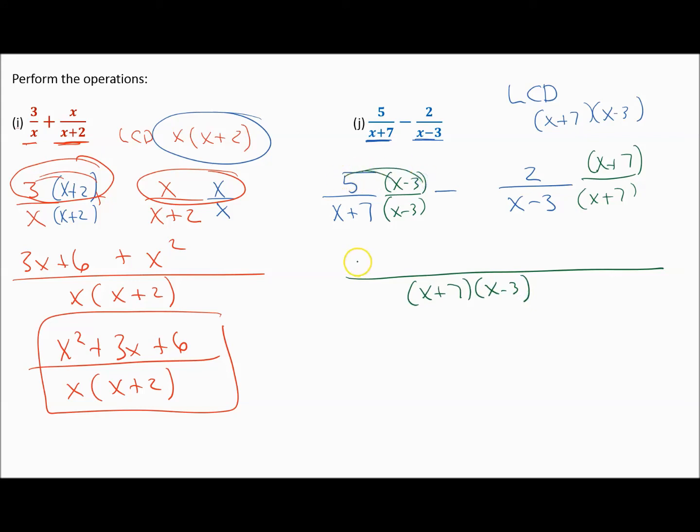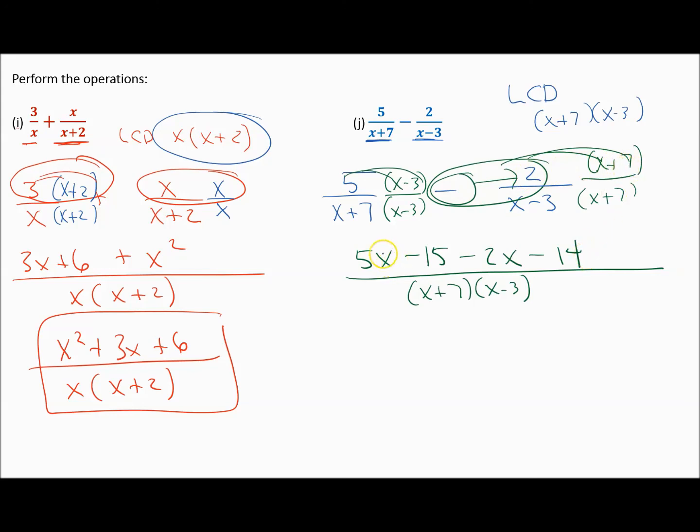I distribute that 5 inside, so 5x minus 15. Right here, now if you want, you can take that negative with the 2 and distribute the negative 2 inside. So that'll make that negative 2x minus 14. So did you catch that? I took the negative with the 2. Negative 2 times x is negative 2x, and negative 2 times positive 7 is negative 14.